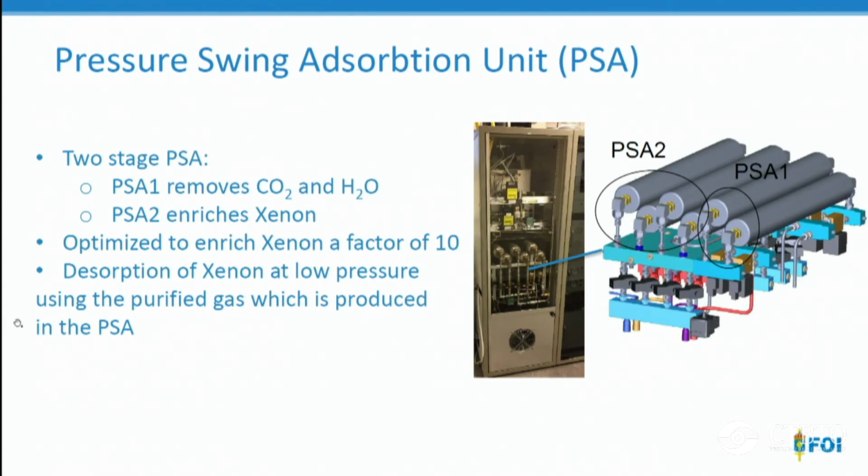It's a 2-stage PSA. The first step removes carbon dioxide and water, and the second step enriches the air in xenon, around a factor of 10, going downstream then into the rest of the system. And we are using molecular sieves for that.